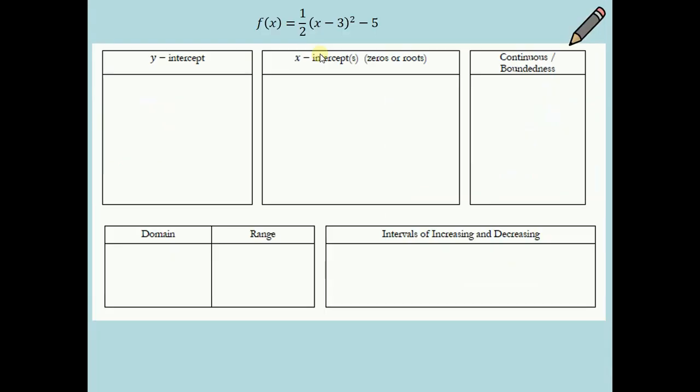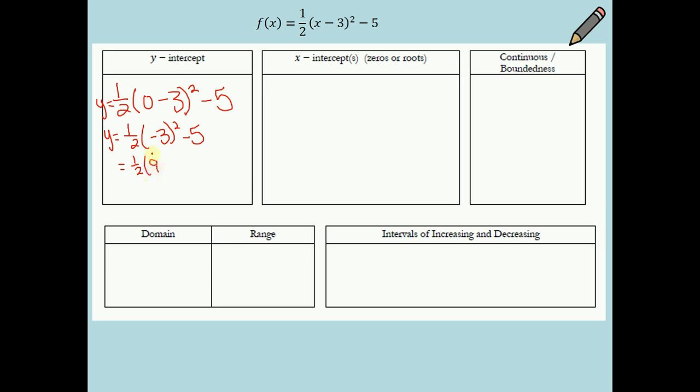Okay, so let's take a look at the rest of our key features. So I have 1/2 (x minus 3) squared minus 5. So we're going to find our y-intercept. Remember, to find your y-intercept, you're plugging in a 0 for your x. So I got 1/2 (0 minus 3) squared minus 5. It looks like it's going to be negative 3 squared minus 5. Technically, I'm equal to y here.